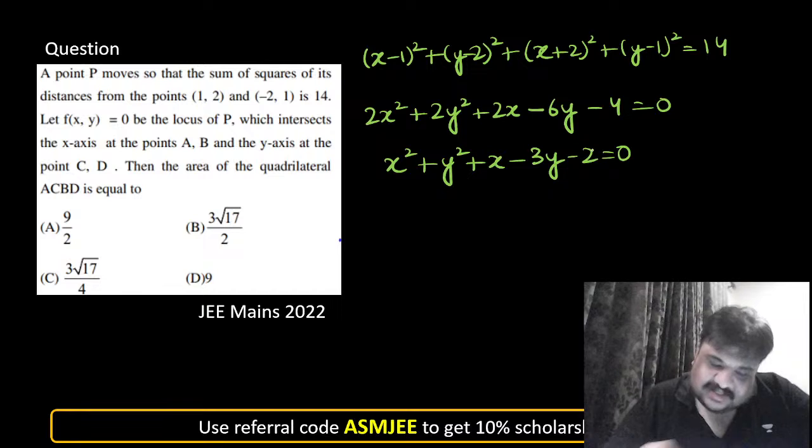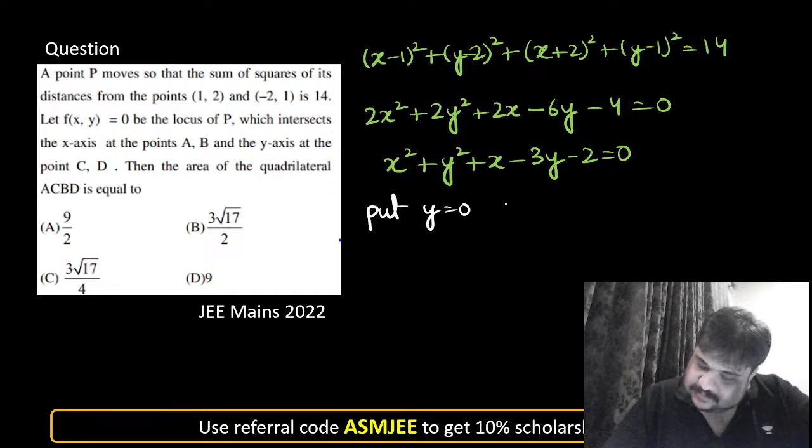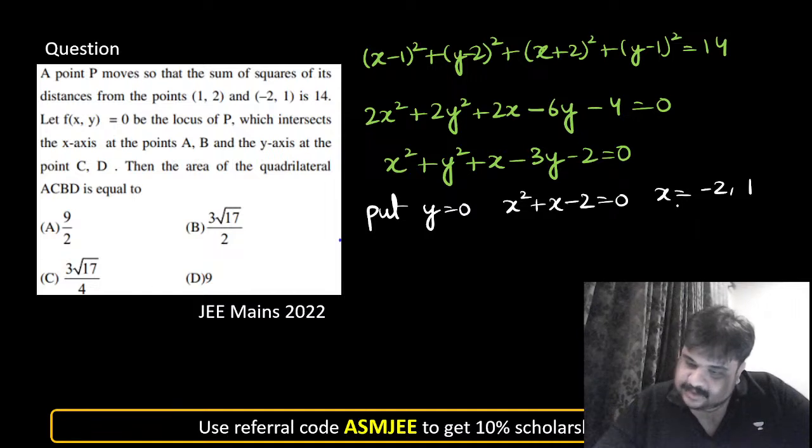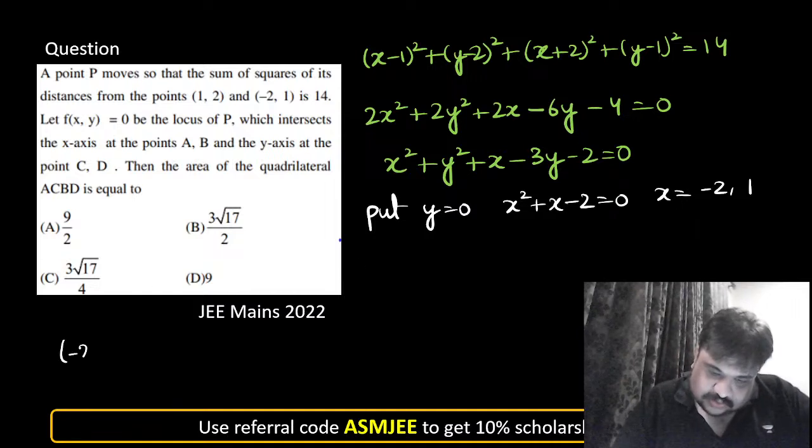Now it intersects the x-axis at points A and B and the y-axis at points C and D. So put y equal to 0: x square plus x minus 2 is equal to 0. So x is equal to minus 2 and 1. So the points are minus 2 comma 0 and 1 comma 0. This is A, this is B.